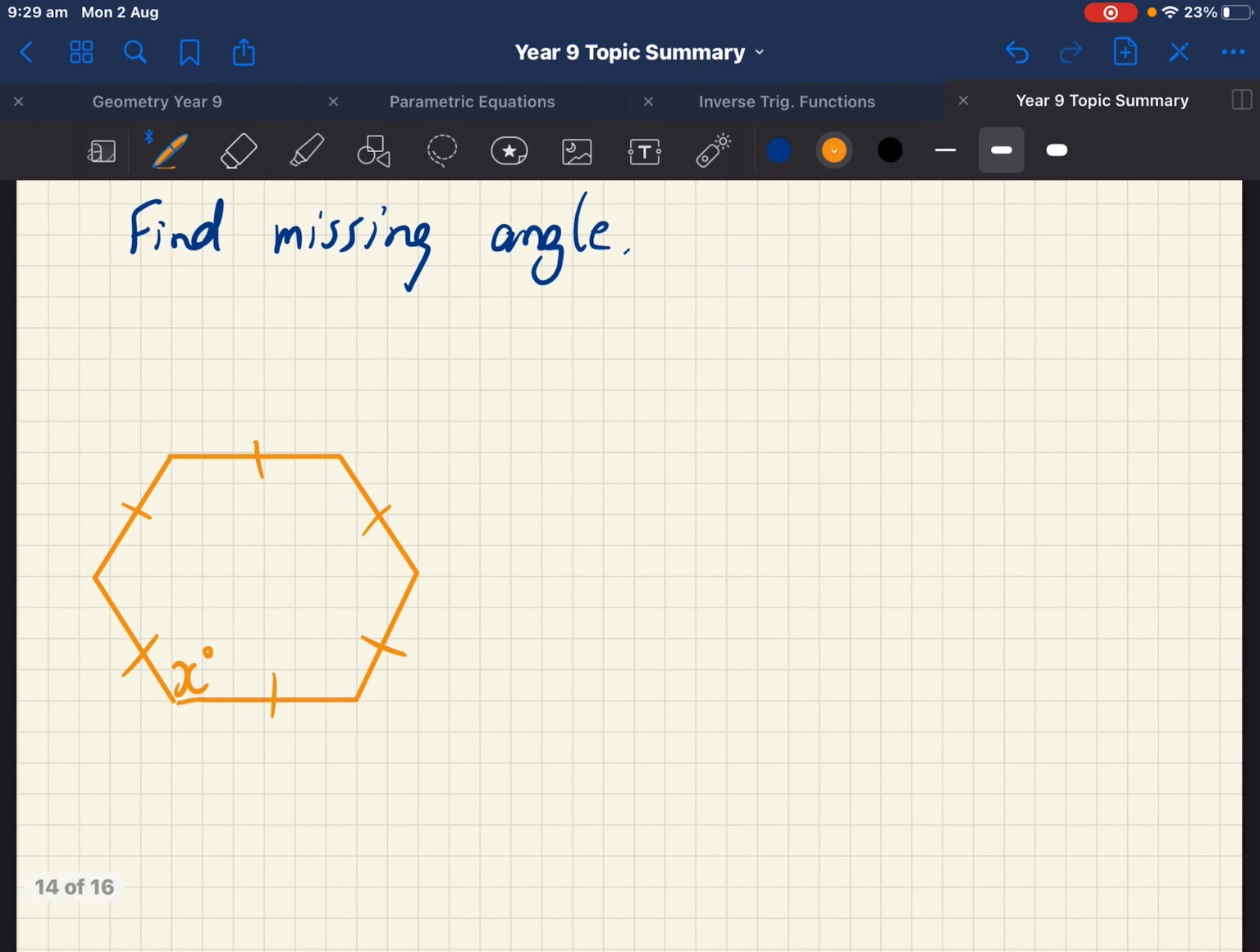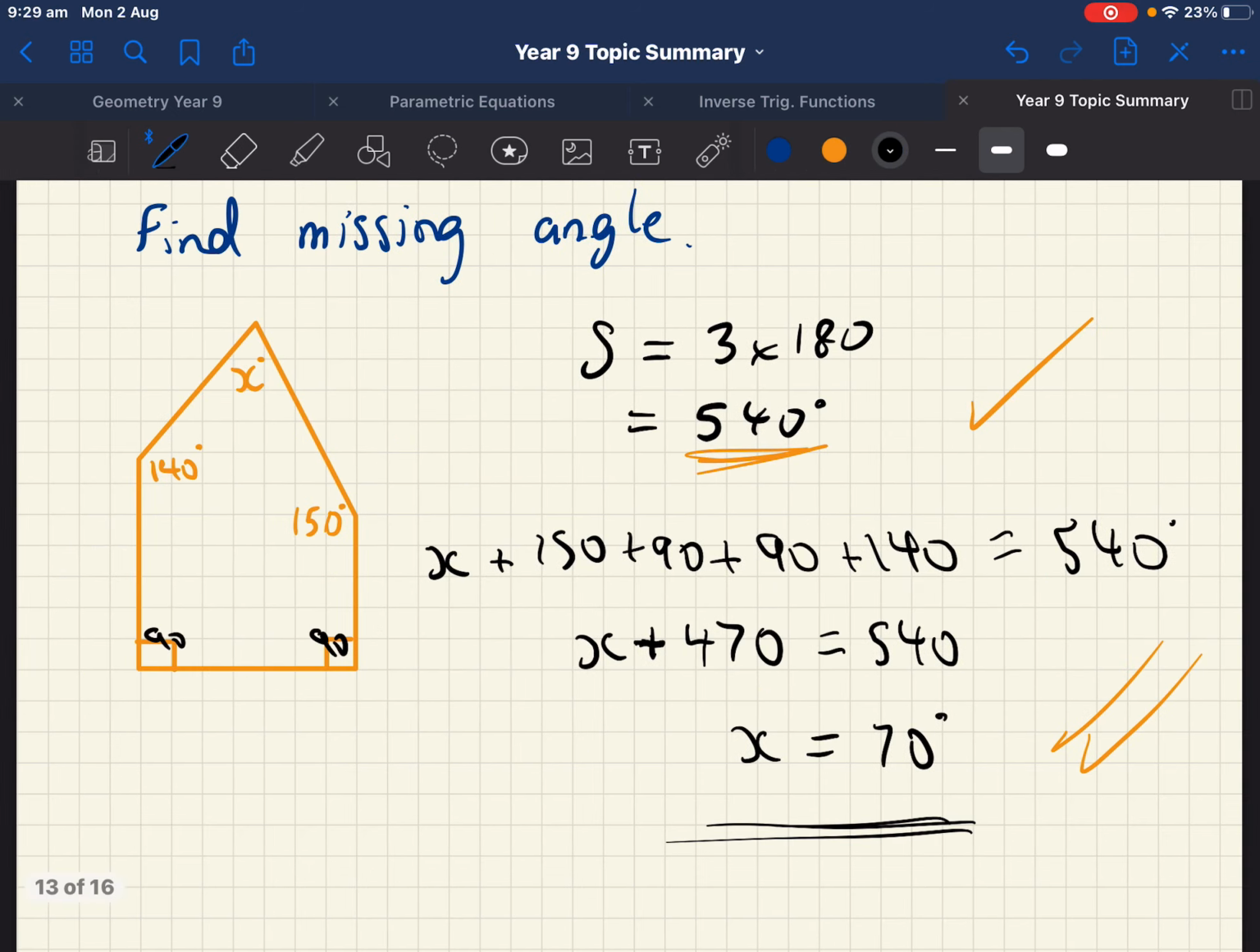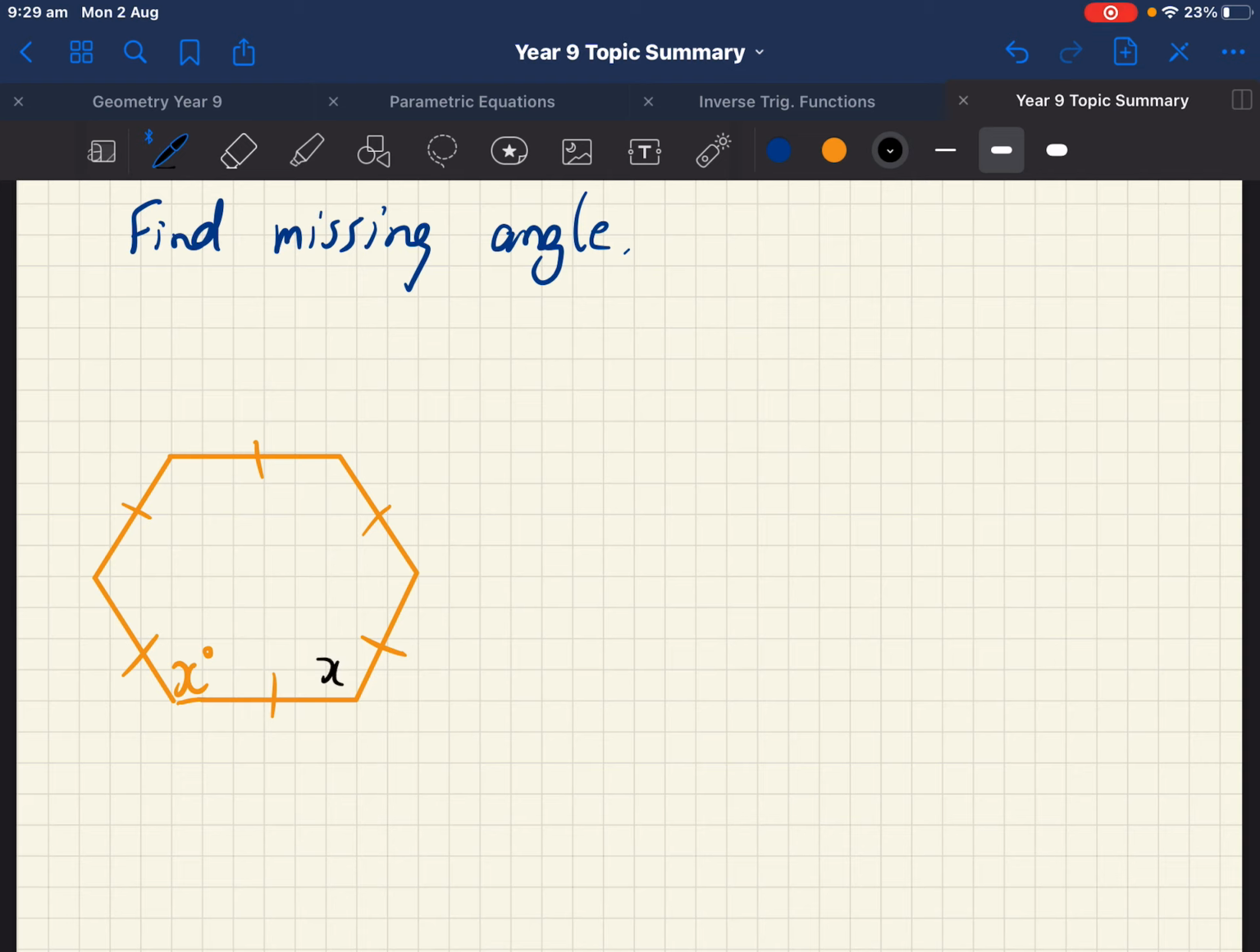All right, this one here, we're trying to find the missing angle. We have ourselves a regular hexagon. Because it's regular, we actually have a shortcut, and that's what we'll use here. Yes, you could do it just like the same way we did it here, where all the angles are x, and get your equation. But because all the angles are the same, we've got the shortcut.